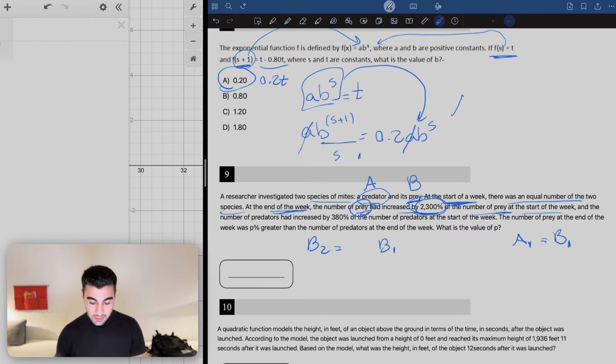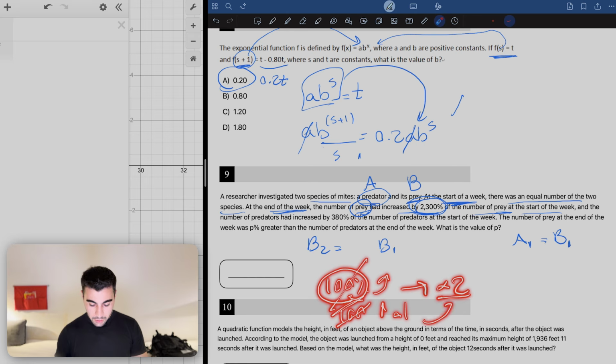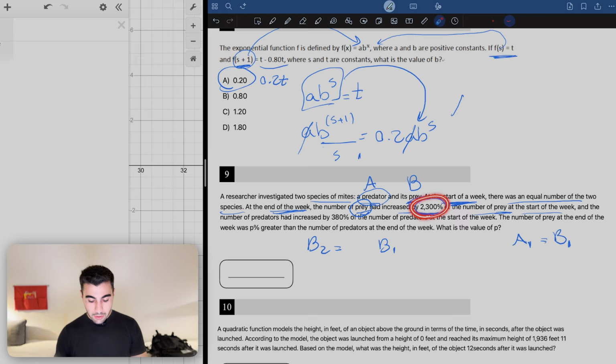Now, if something increases by 100%, it doubles. What I did was divide this by 100, which gives you 1, plus 1 gives you 2. So I'm going to do the same here. Divide this by 100, 23. Plus 1 is 24. So if something increases by 2,300%, it means it's getting multiplied by 24. So basically, B2 becomes 24 times B1, right?